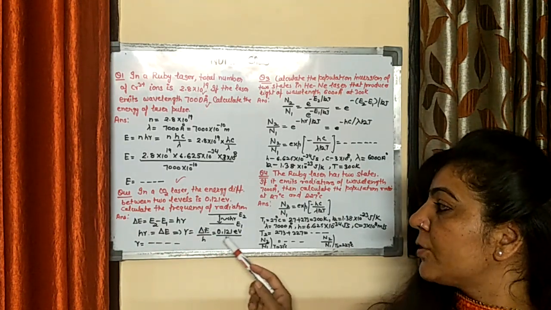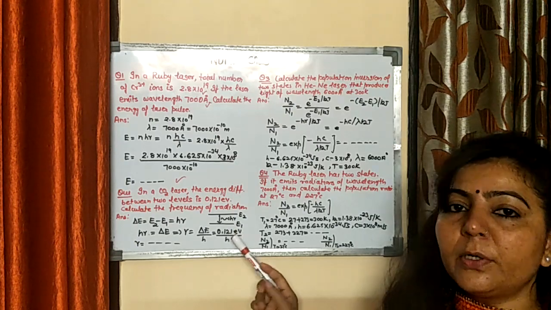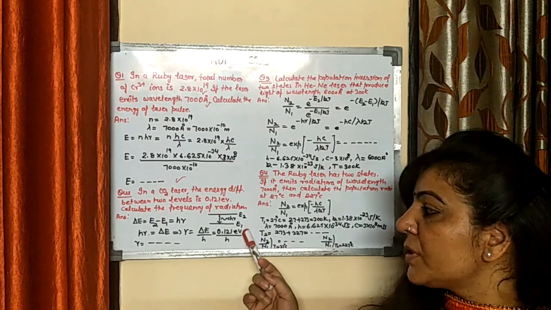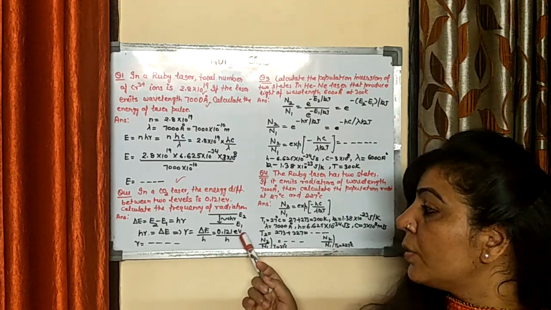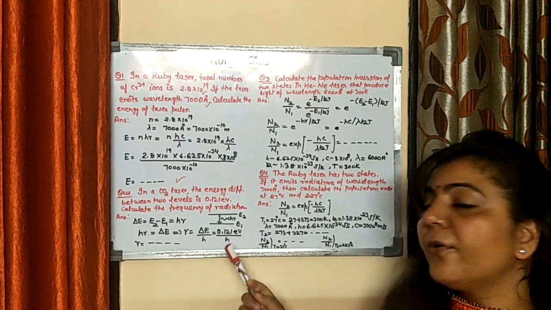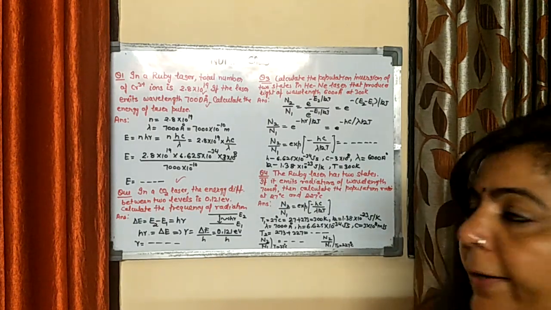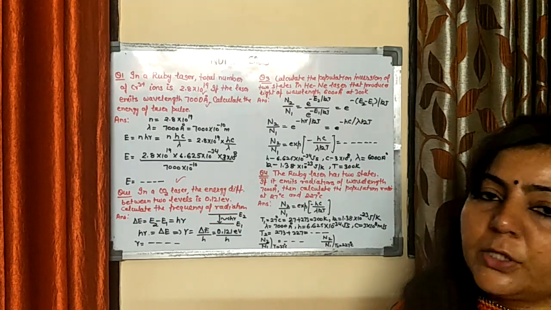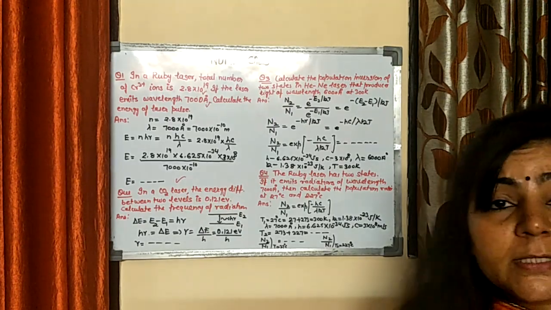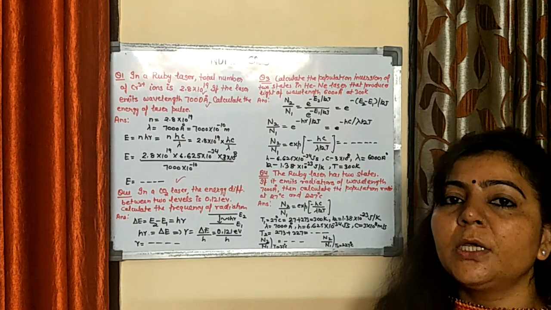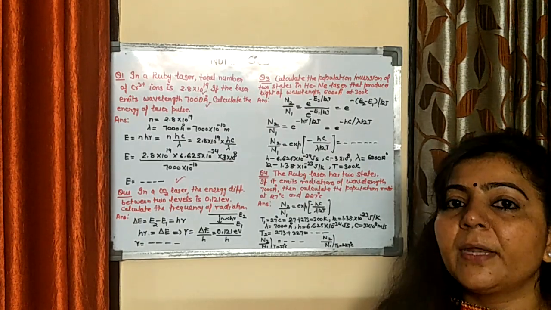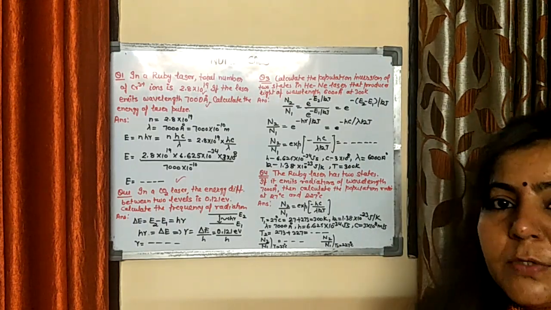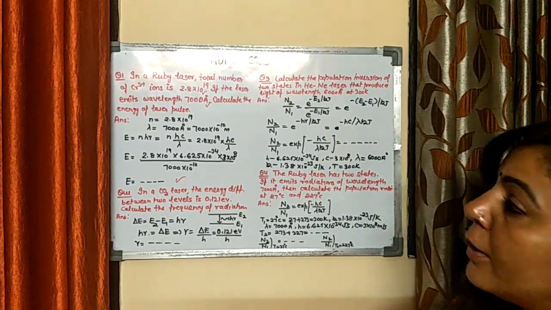So frequency is delta E by h, with 0.1 to 1 electron volt. You just have to convert this electron volt into joule: 1 electron volt is 1.6 into 10 raised to power minus 19 joule. Substitute that value and the value of h, and you will get the frequency of that electromagnetic radiation. You can also find the momentum of that radiation using E is equal to P into C. You have energy, so momentum will be E by C. So these parameters can be calculated using the basic concepts of light.